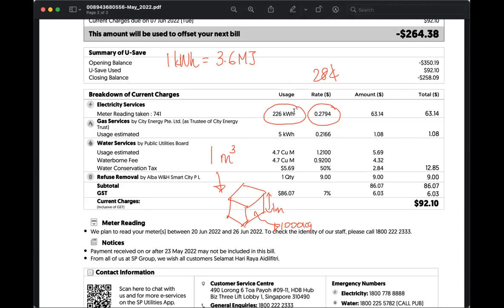If you look at your electrical bill, the energy that I use is 226 kilowatt hour. For every 1 kilowatt hour, SP Services charges me about 28 cents. So I use 226 kilowatt hour, and they charge me about $63. Is that clear? How many of you have your electrical bill in front of you? It should be higher than mine, right? Mine should be considered low. How many of you have an electrical bill lesser than mine? Raise your hand. Any one of you has an electrical bill less than mine? Raise your hand.